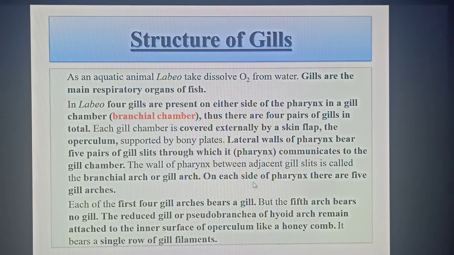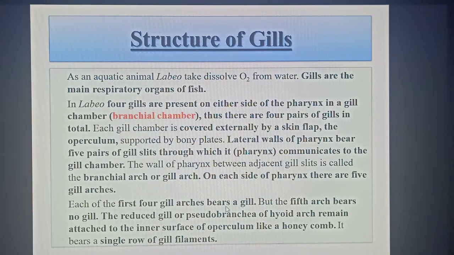On each side of the pharynx, there are five gill arches. Each of the first four gill arches bears gills, but the fifth arch bears no gill. The reduced gill or pseudobranch of the hyoid arch, that is the first pair of gills, remains attached to the inner surface of the operculum like a honeycomb. The first gill arch, that is the hyoid arch, bears a single row of gill filaments.